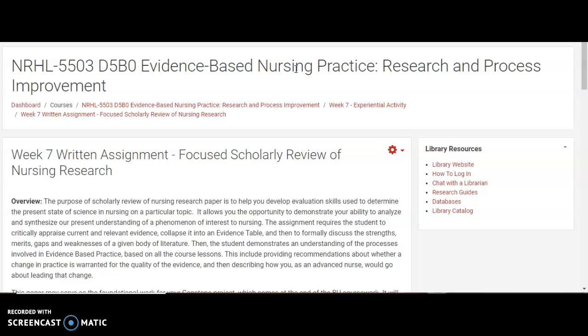We have a very large assignment this week and I want to go over it with you. So this week we have the Focus Scholarly Review of Nursing Research. Let's start by looking at the written assignment instructions.